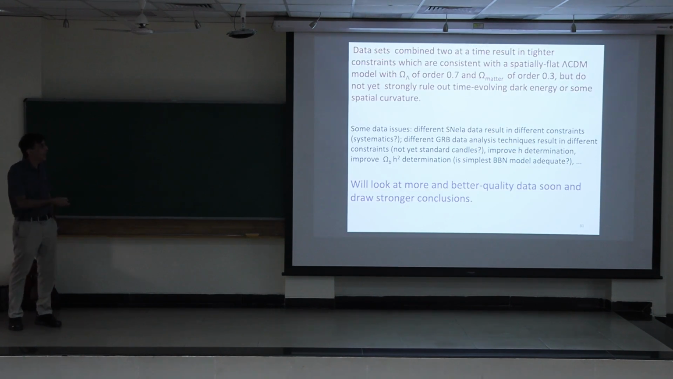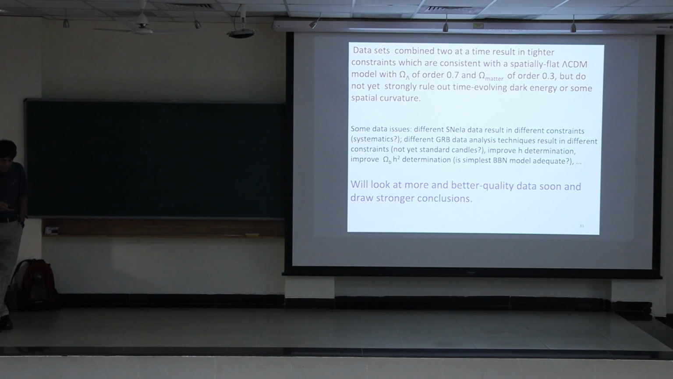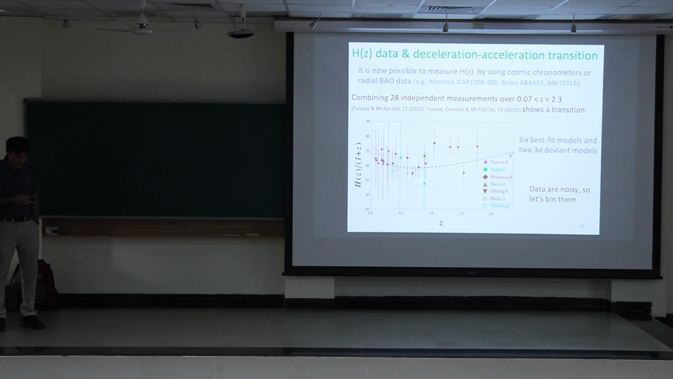So 2 at a time, they give you tighter constraints. They're all consistent with the standard model. But there's room for dark energy dynamics and spatial curvature. And if you look at this more closely and look at different supernovae data, you get the contours moving by half sigma, 3/4 sigma. You use different GRB data techniques, and you get different constraints. And so maybe that's the problem with GRBs. So the different values of H we use move the contours by half sigma. So there's a bunch of systematic effects. And the data is getting bigger and better. And so we can draw some interesting conclusions.